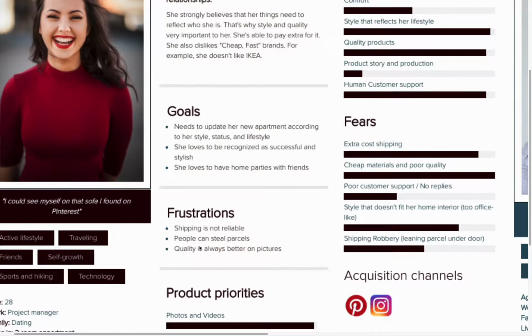Frustrations. Actually, she experienced that sometimes shipping is not reliable. For example, she's afraid that people can steal stuff from under her home. For example, she's at home or she's outside, and she doesn't trust people. Basically, she doesn't trust home delivery. She says it could happen that other people can take whatever she buys. Let's say she buys a lamp, and then somebody passing by her home sees this lamp, grabs it, that's it.